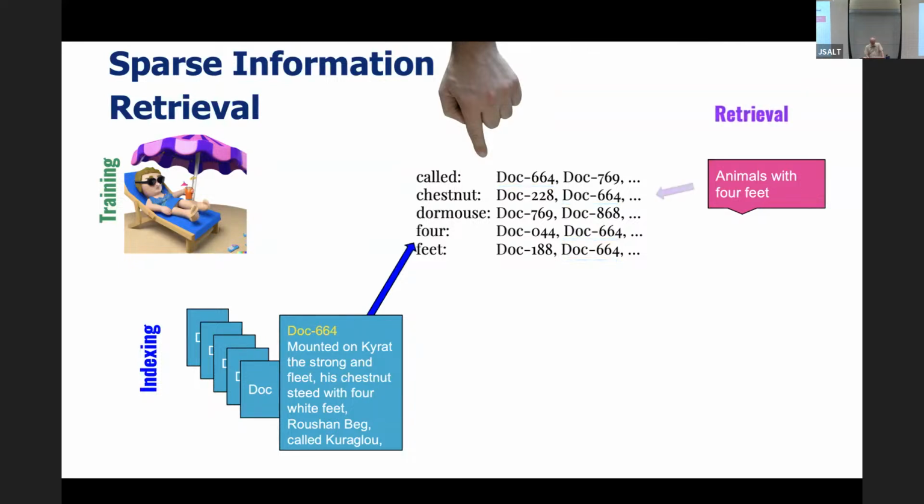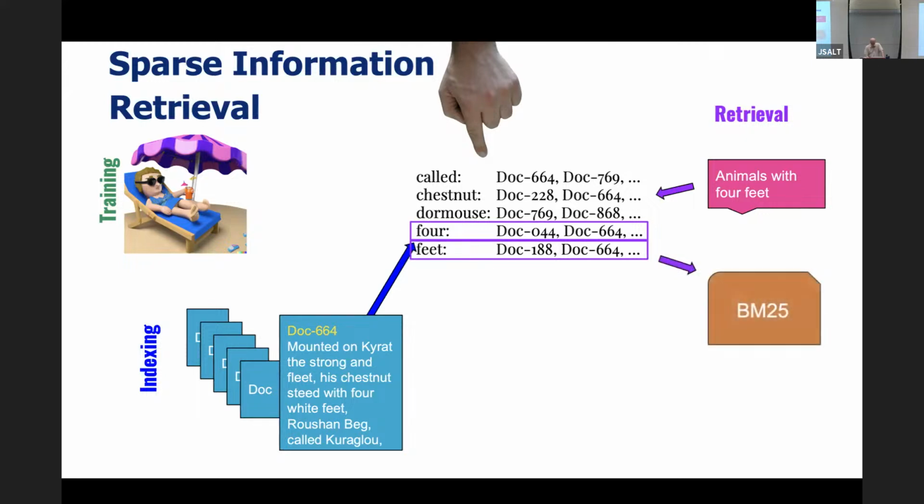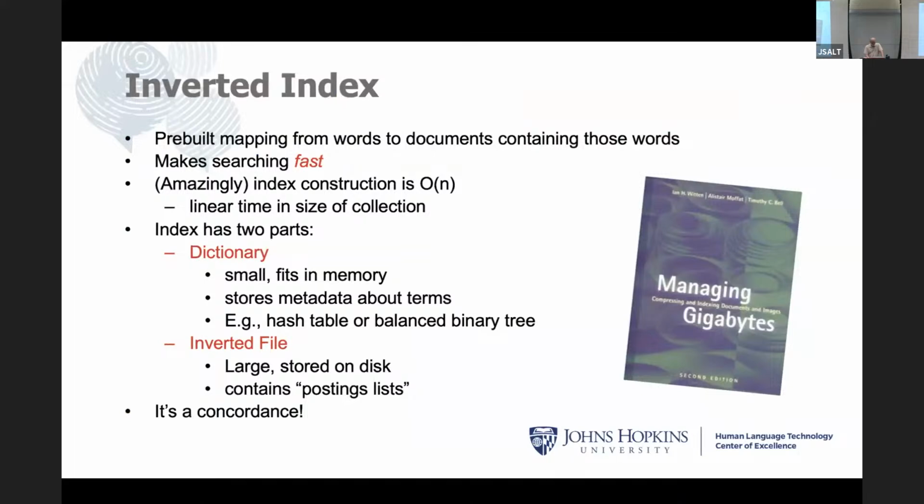At retrieval time then, you take your query, break it into tokens, and look those tokens up in this inverted index. Each one of these rows is called a postings list. A postings list is simply a map from a word to the documents that contain it. So you look up the postings list for those words, and then you run it through some similarity metric like BM25, for example, and you get back a ranked list. So that's the old inverted index sparse retrieval approach to information retrieval.